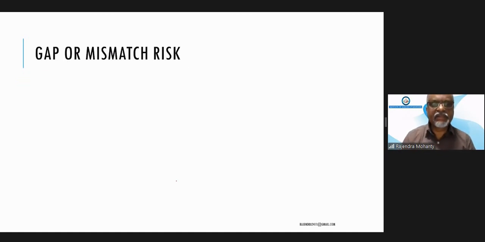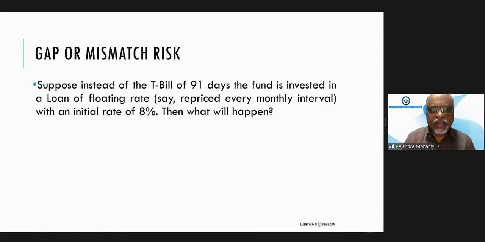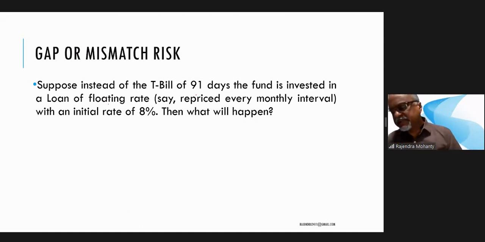Now it says that instead of the T-bill of 91 days, the deposit of 91 days is funded by a floating rate loan, which has 8% interest rate, but that rate of loan is repriced every month. So what will happen in this case? If the loan rate is changing, what might happen? Interest risk. So you see, the deposit is still 91 days.